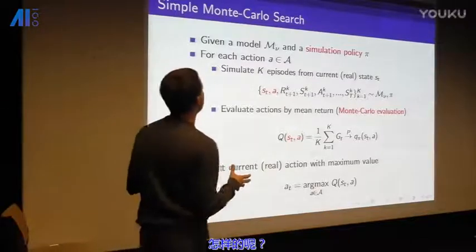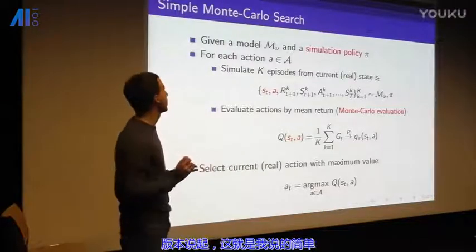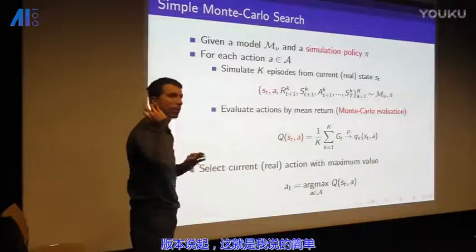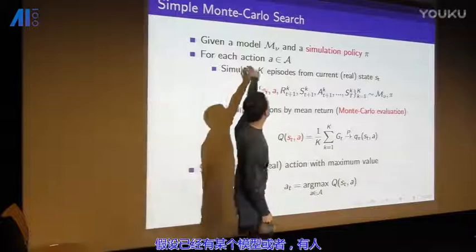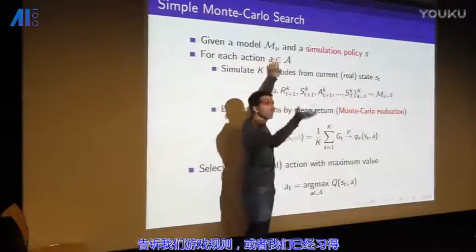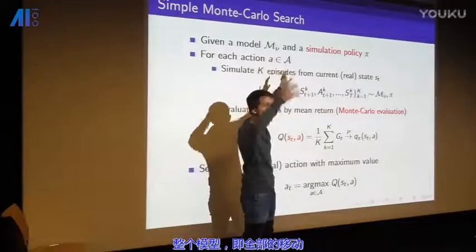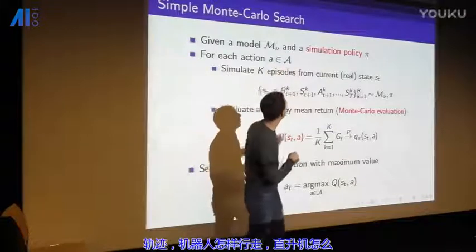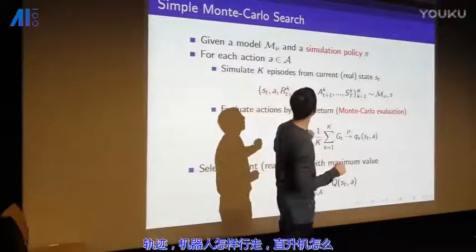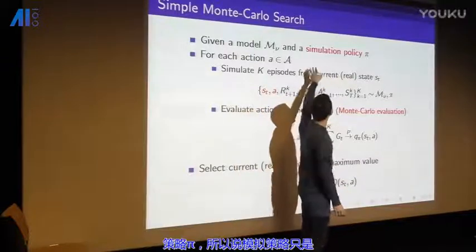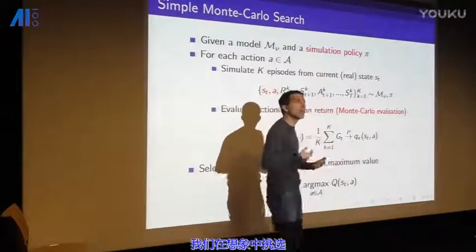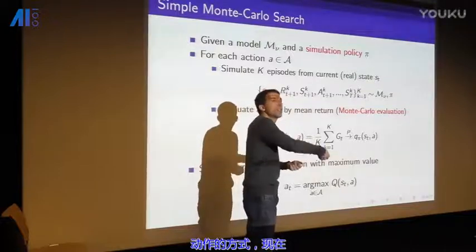So what does this look like? Let's start with the simplest possible version. This is what I call simple Monte Carlo search. Let's just assume that we've got some model, or someone tells us the rules of the game, or we've learned our model of how the rocks are working, or how the robot's walking, or helicopters flying, and we have some simulation policy pi. The simulation policy is just some way that we are going to pick actions in our imagination.